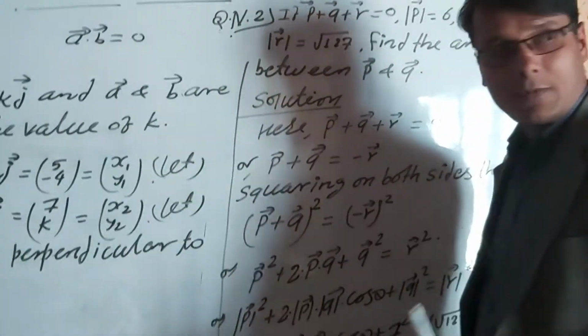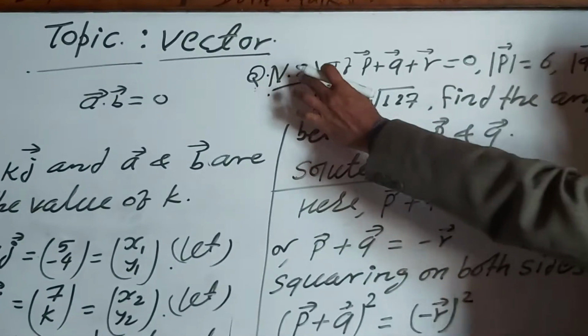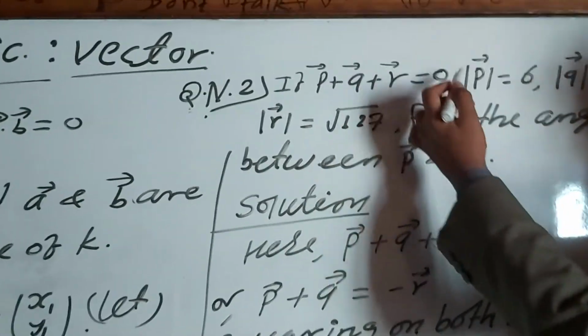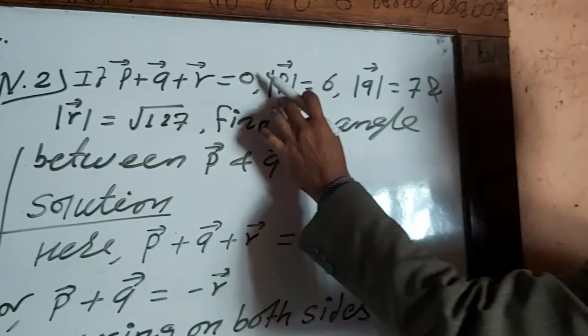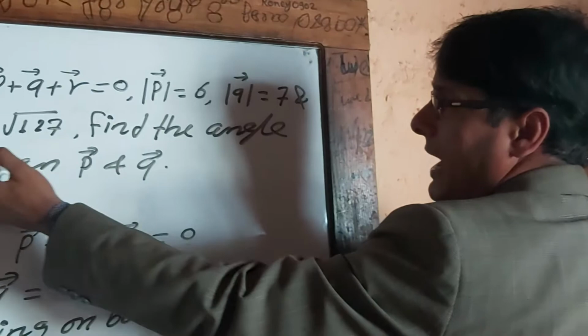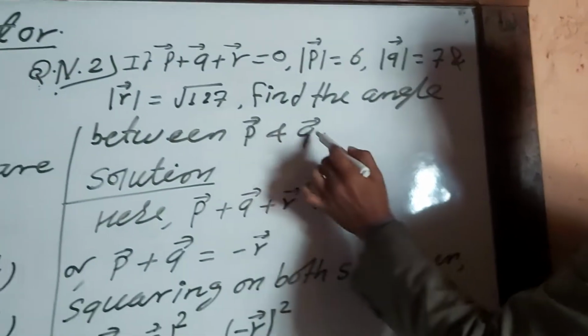Okay. After that, go on to question number 2. Look here, question number 2. It is a very important question. If vector p plus q plus r is equal to 0, magnitude of p is equal to 6, magnitude of q is equal to 7, and magnitude of r is equal to root over 127, find the angle between p and q.